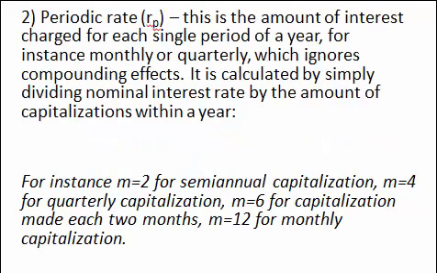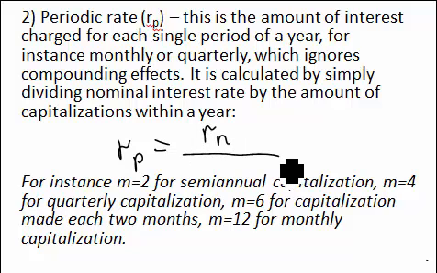Periodic rate. This is the amount of interest charged for each single period of a year, for instance monthly or quarterly, which ignores compounding effects. It is calculated by simply dividing nominal interest rate by the amount of capitalizations within a year. For instance, M equals 2 for semi-annual capitalization, M equals 4 for quarterly capitalization, M equals 6 for capitalization made each 2 months, M equals 12 for monthly capitalization.